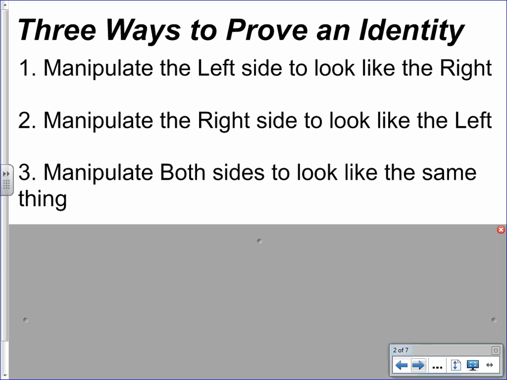Okay. Basically, your end goal is that both sides look the same. Secant equals secant. Cotangent x tangent x equals cotangent x tangent x. Whatever it is, as long as the left side equals the right side, then you have done your job.